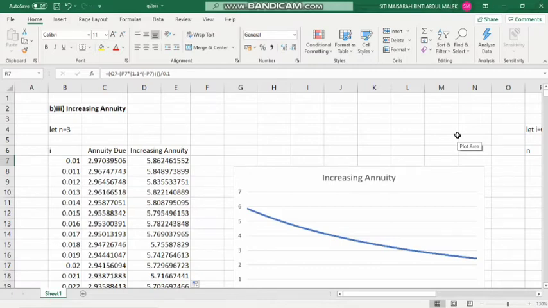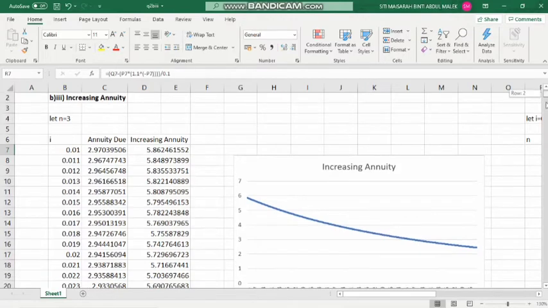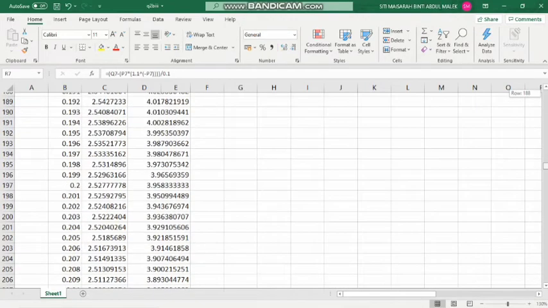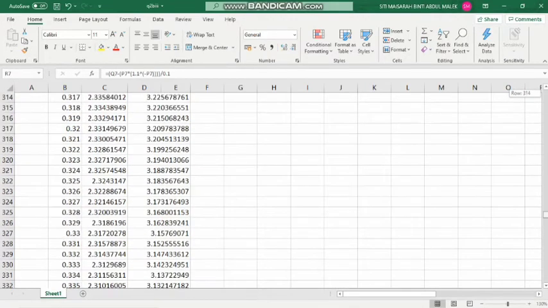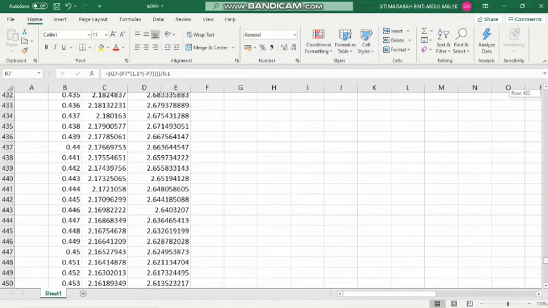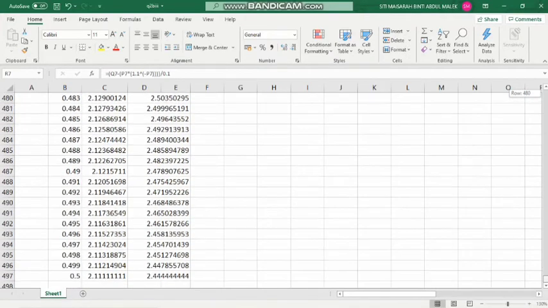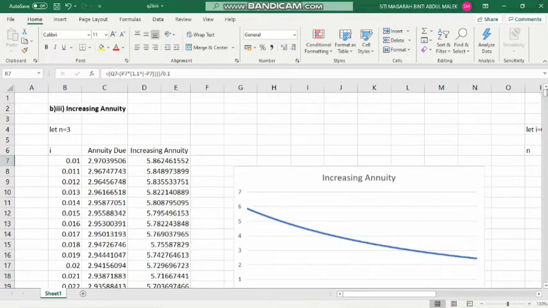Today I will present to you question 2b3 for increasing annuity. So for the first part, we change I from 0.01 until 0.5 in step size of 0.001. So I listed down all the I and then I will calculate the increasing annuity. Okay, so I let n be equal to 3.